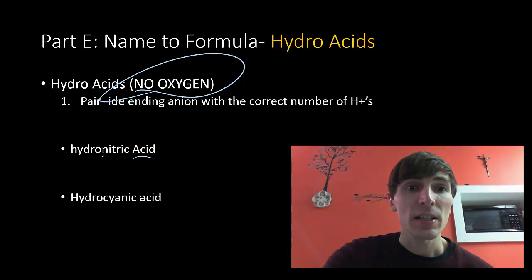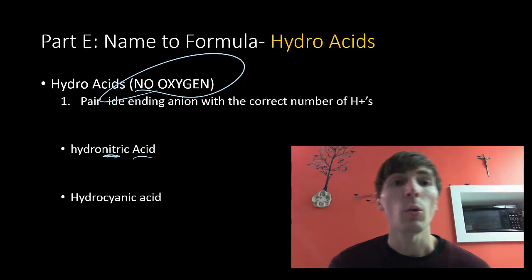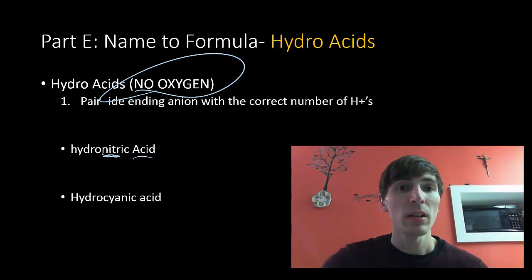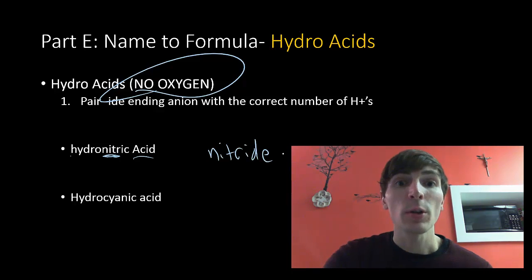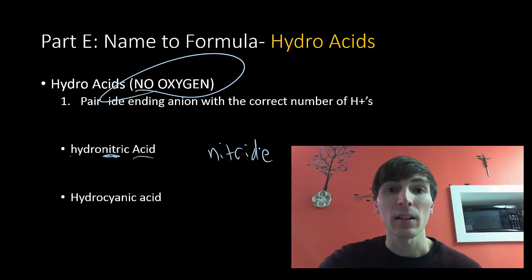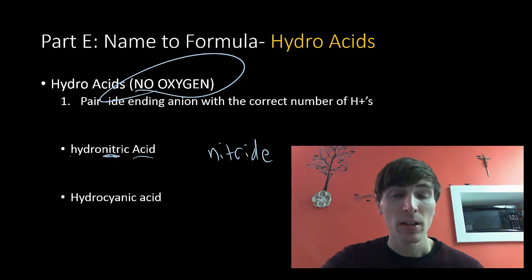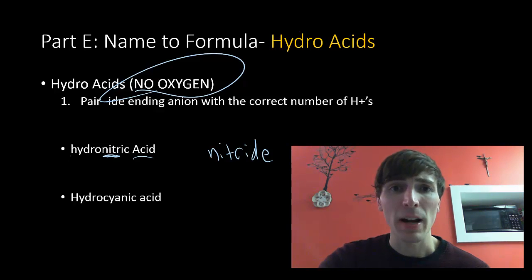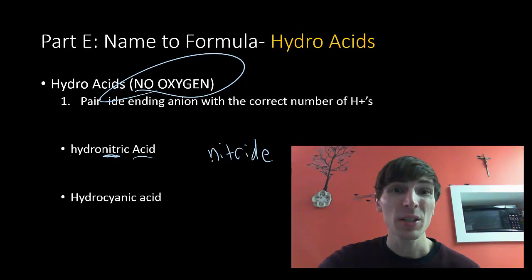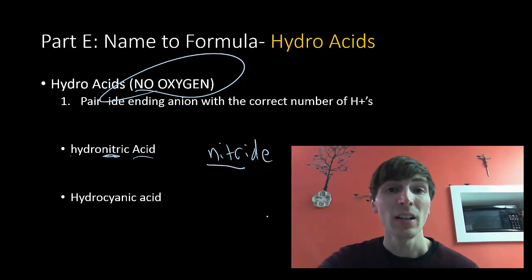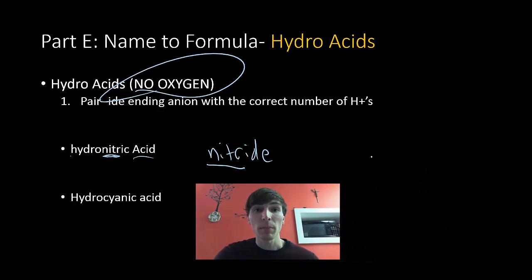So I look at hydro and I see nitr. What anion ends with ide and starts with nitr? This is just nitride. Now, if you recall, most ide ending anions are just regular nonmetals. A couple of them, like cyanide, peroxide, and hydroxide, are exceptions, but most are just regular nonmetals. The regular nonmetal that starts with nitr is nitrogen. I look up nitrogen on the periodic table and take its group number minus 8. Nitrogen likes to form a minus 3 charge.